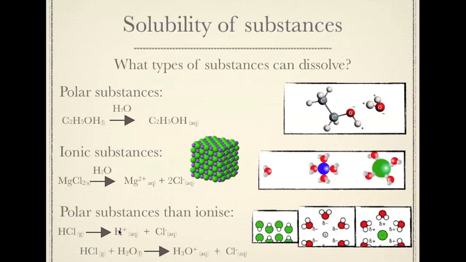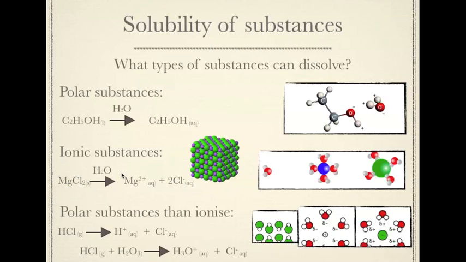Now, the word I used before is dissociate. What dissociate means is when it breaks apart into its separate ions. So these ionic substances and these polar substances that ionize, they are dissociating. So they're breaking apart into their ions. That's what dissociate means. That's one of your key words. So you want to say when ionic substances dissolve, they dissociate and break apart into their separate ions.